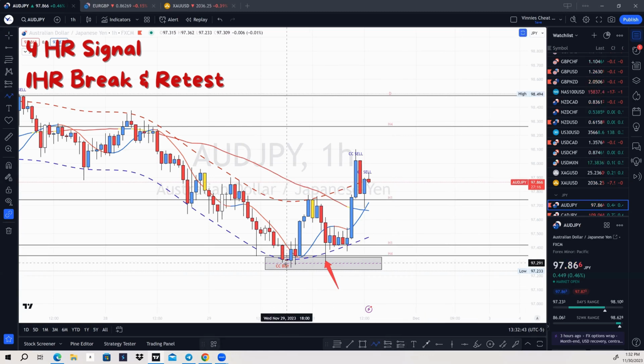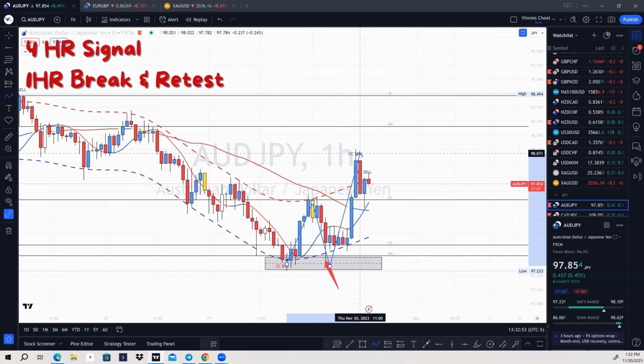Okay. So price broke the Hall moving average. And then came back to retest. Then price shot up. It's just that simple, guys. 4-hour signal, 1 hour break and retest. Again, 4-hour signal, 1 hour break and retest.